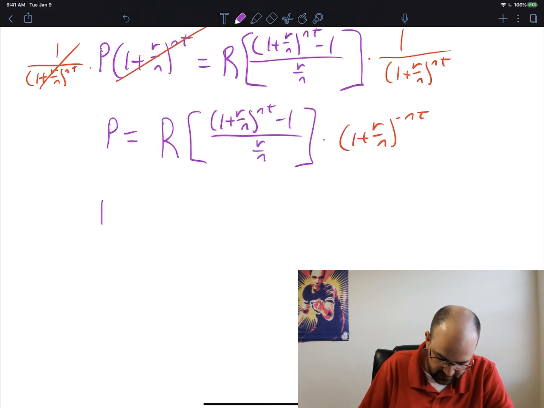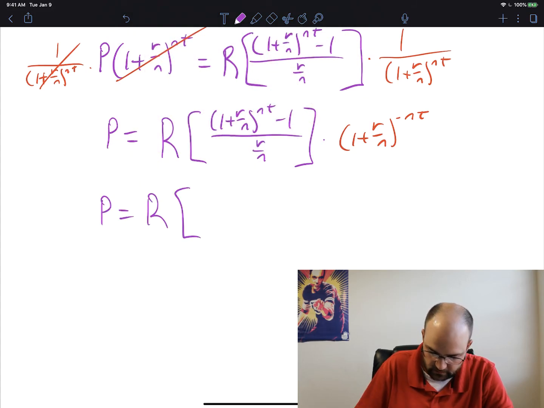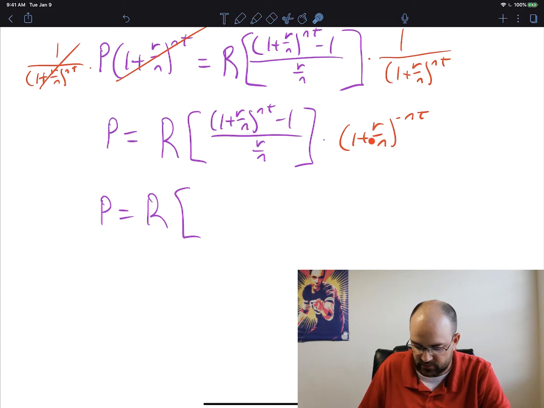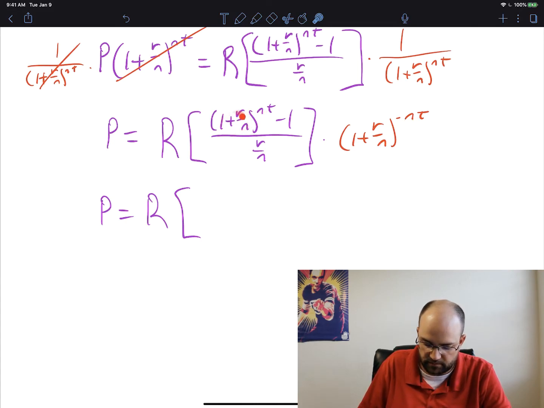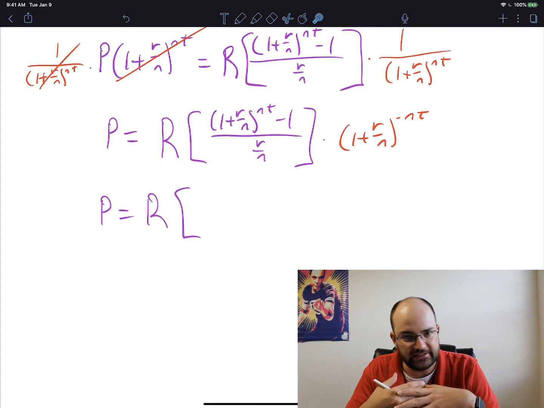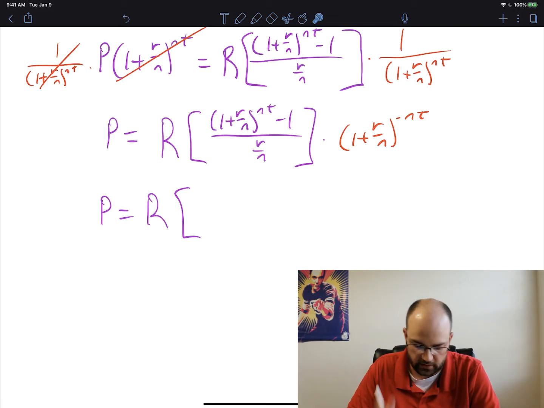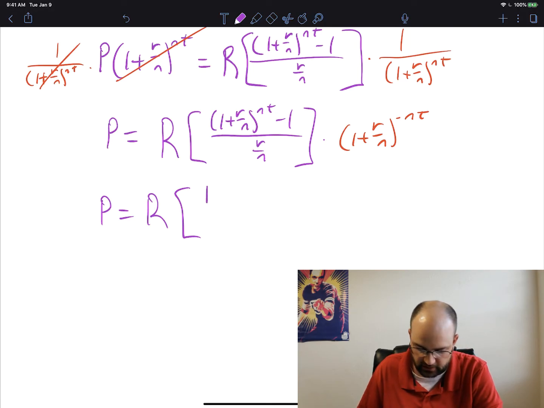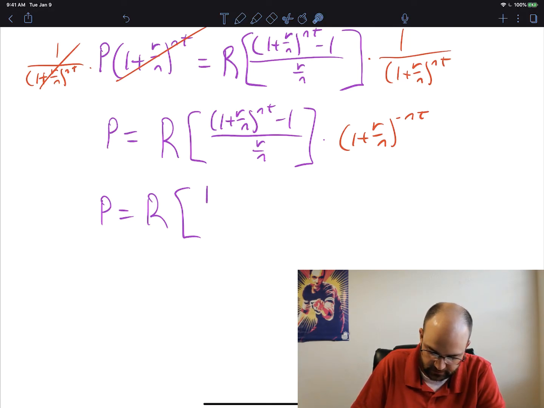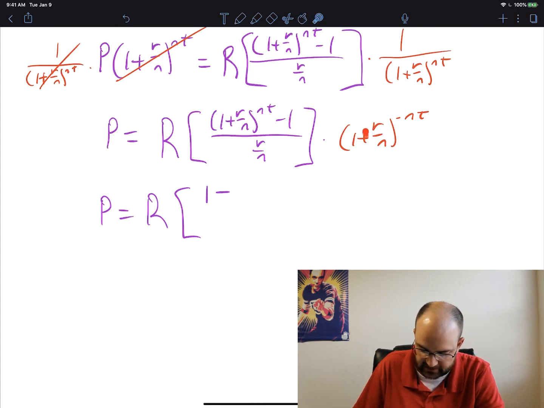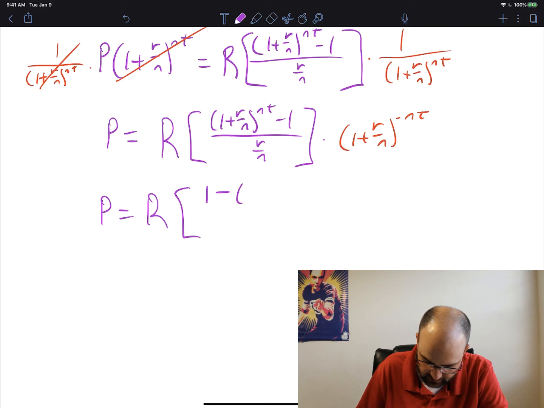And that's going to give me P is equal to R, and then (1 plus r over n) to the nt times (1 plus r over n) to the negative nt. Notice that the base is 1 plus r over n. The exponents are nt and negative nt. If we add those together, nt plus a negative nt, or in other words, nt minus nt, that's just 0. But remember, anything to the 0 power is going to be 1. So all I'm left with here is a 1, and then we still have our minus from this. And then 1 times anything is that anything. So we're going to have the 1 minus (1 plus r over n) to the negative nt, all over r over n.